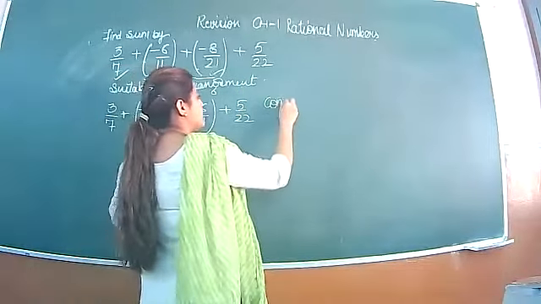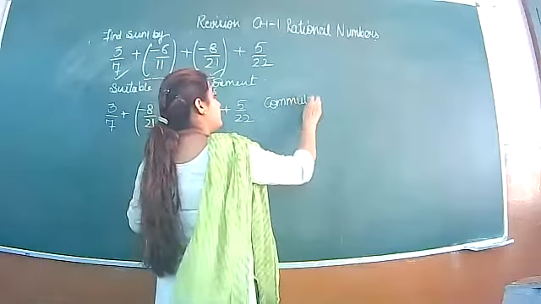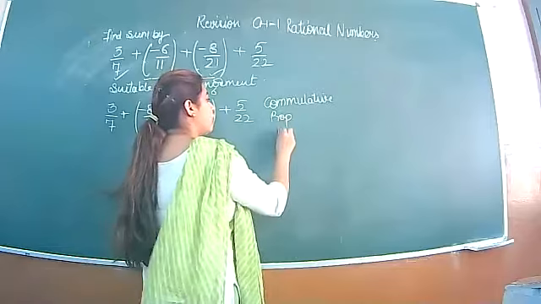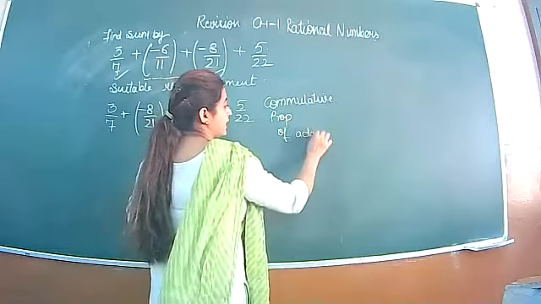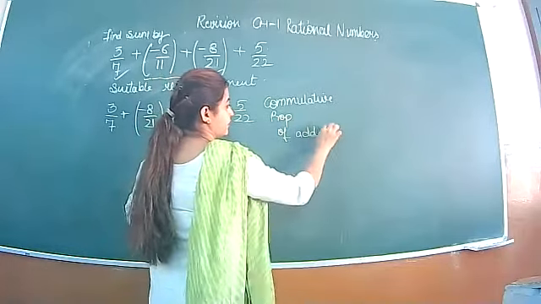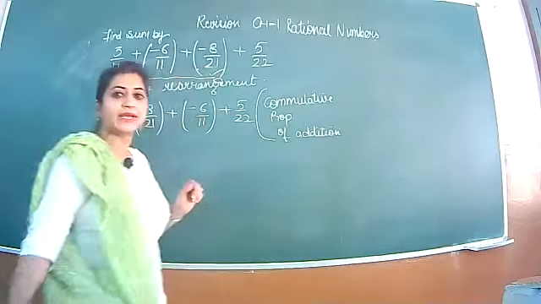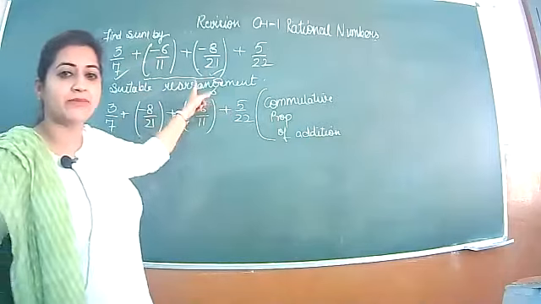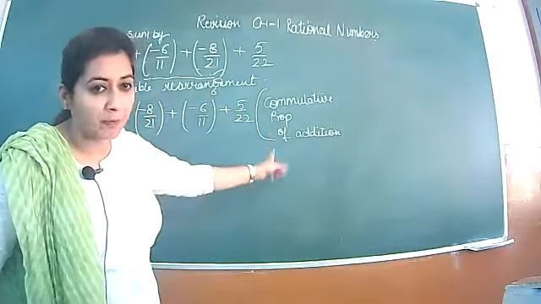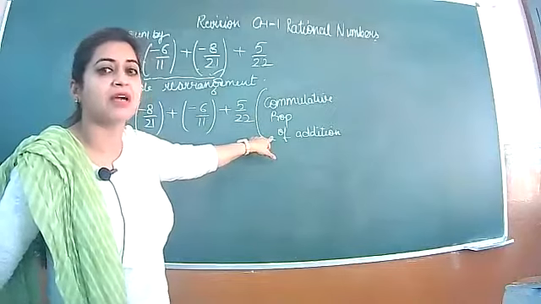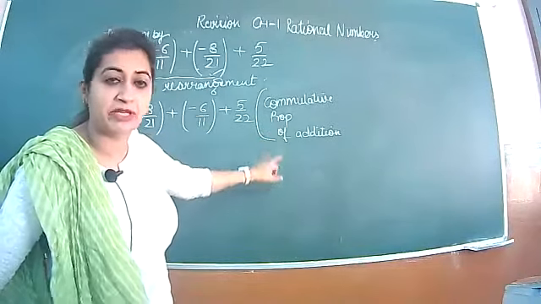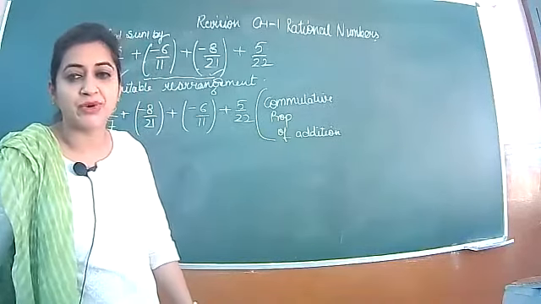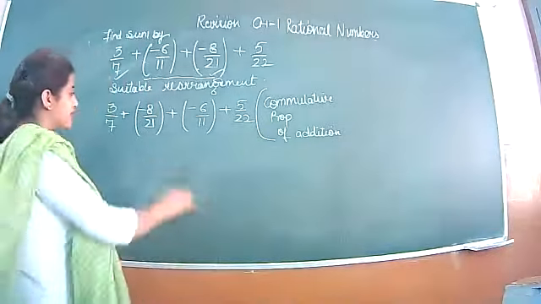This is known as commutative property of addition. Is it clear? So I have written find the sum by suitable rearrangement means you have to mention the properties as well. One special mark will be there for this, otherwise marks will be deducted. In this question, whatsoever properties you are using, you have to mention their names.